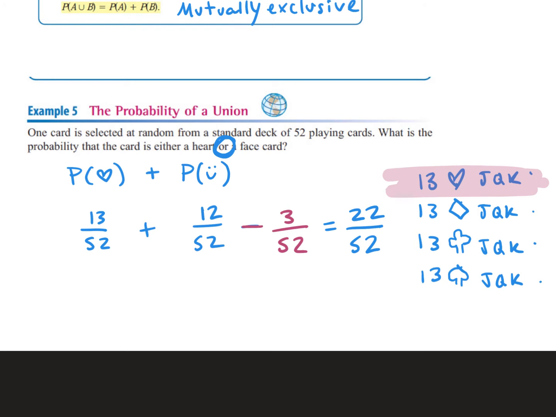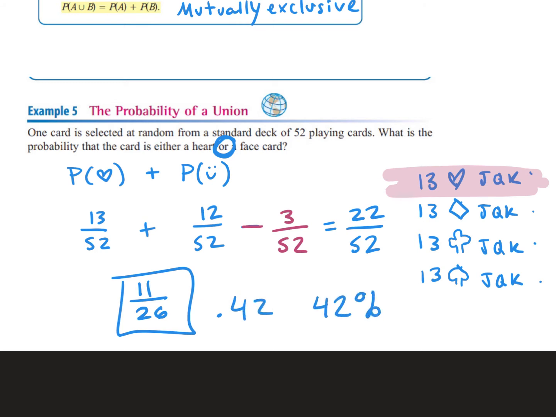22 over 52. Can we simplify this? What does it simplify to? 11 over 26. Perfect. So 0.42 is our decimal. So that would mean we have 42%.